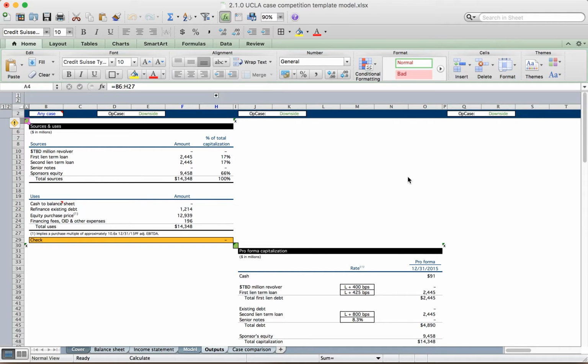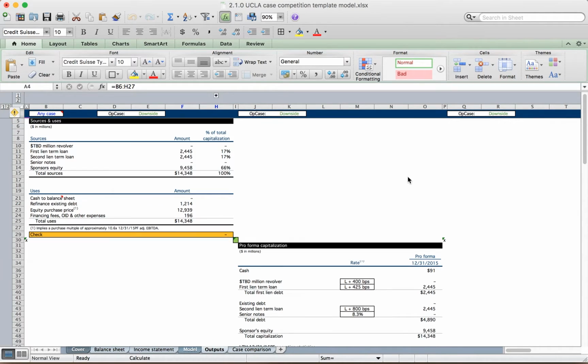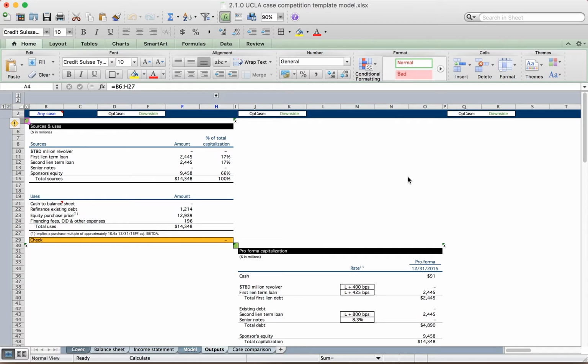So, in the past 4 tabs, you should have put in all of your inputs, and there are actually no more inputs to put in for outputs and case comparison. However, these last 2 tabs are good for self-reflection and just to see how your model is operating, and they'll also be useful in terms of gleaning the information that you're going to want in your presentation for Credit Suisse.